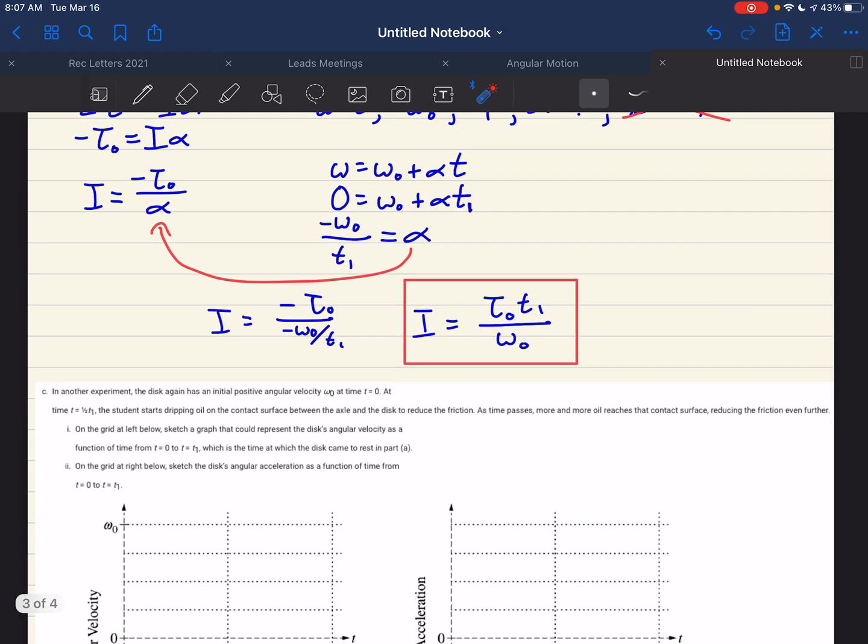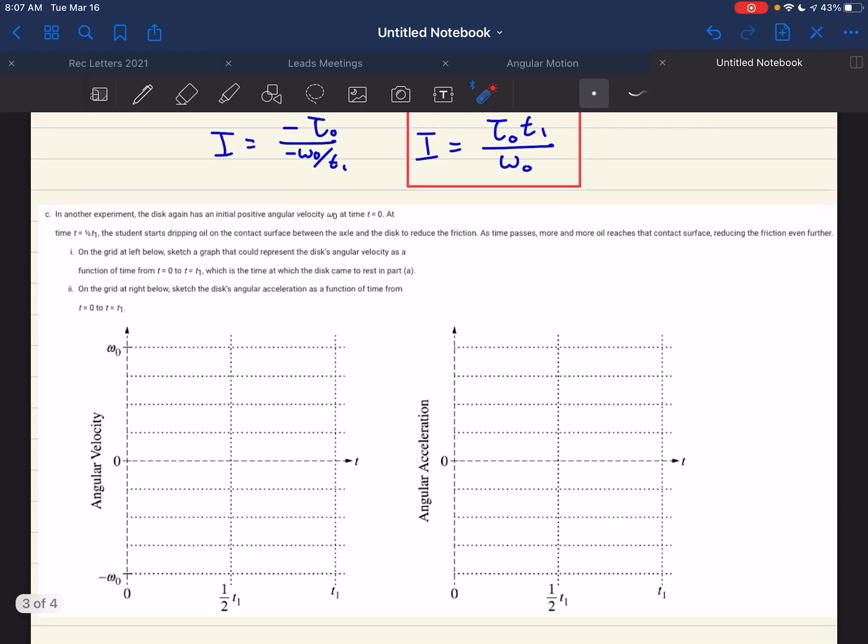Now let's look at C. For C, they're doing another experiment with the same disc, but now they start dripping oil in the contact surface between the axle and the disc to reduce the friction. And as time passes, the friction continues to decrease. This starts happening at 1/2 T1. And they're asking us to sketch a new graph.